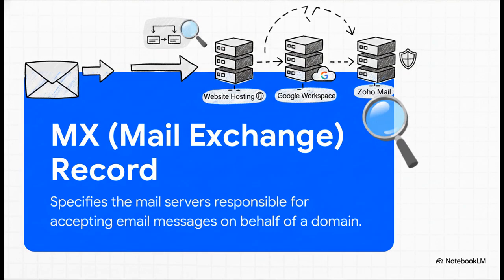The MX, or Mail Exchange, record tells the internet which servers are set up to handle email for your domain. This is incredibly powerful because it lets you host your website on one server, but have your email managed by a totally different service, like Google Workspace or Zoho Mail. These records also have a priority number, which lets you set up backup mail servers, just in case.